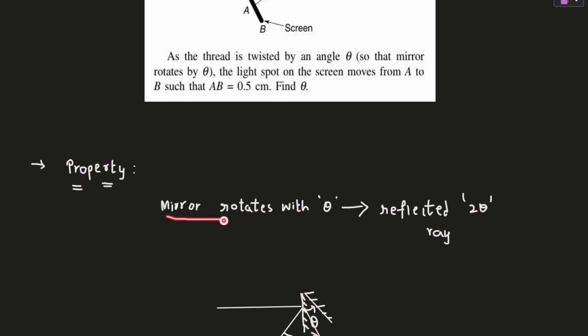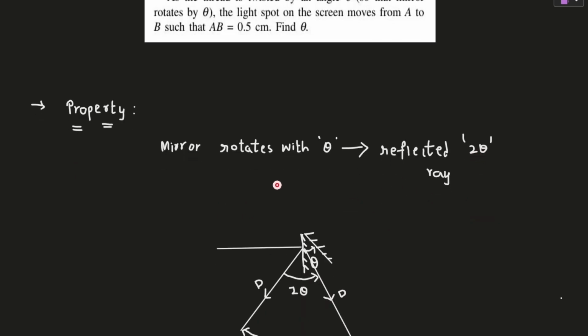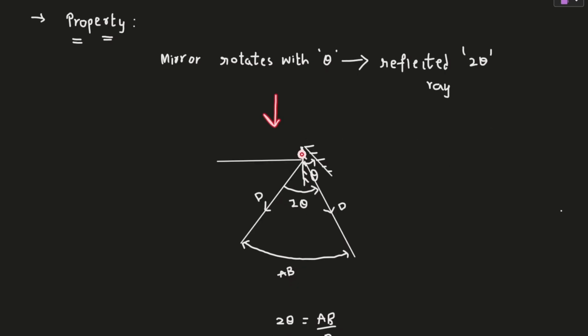As the mirror rotates by an angle theta, the reflected ray rotates by an angle 2 theta. I think you all know this property. So let's continue the solution. Using this property, I drew this diagram. As the mirror rotates by an angle theta, the reflected ray rotates by an angle 2 theta.